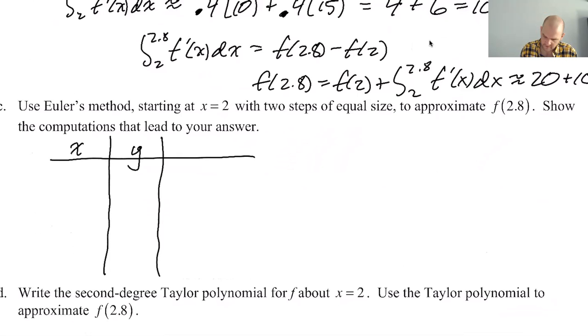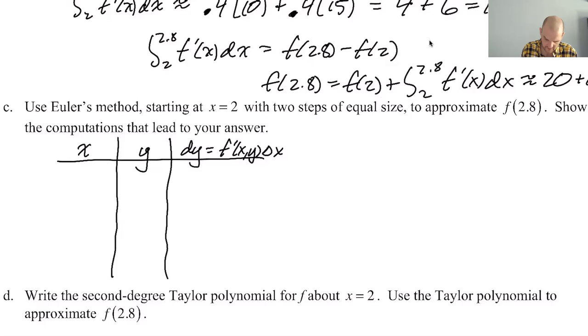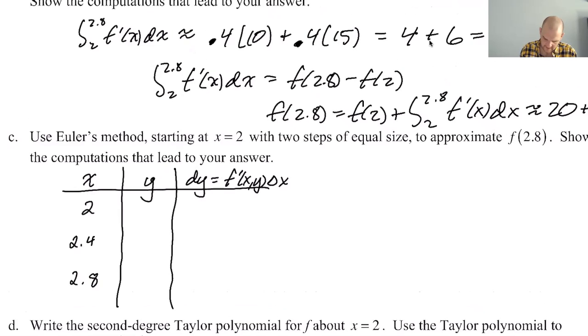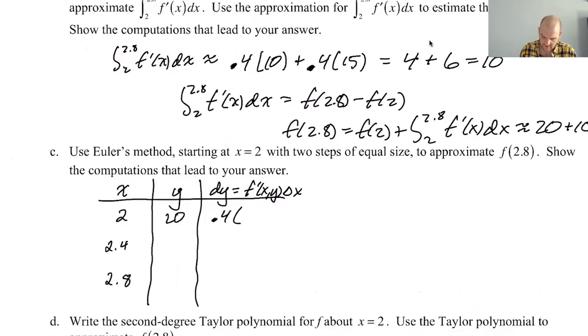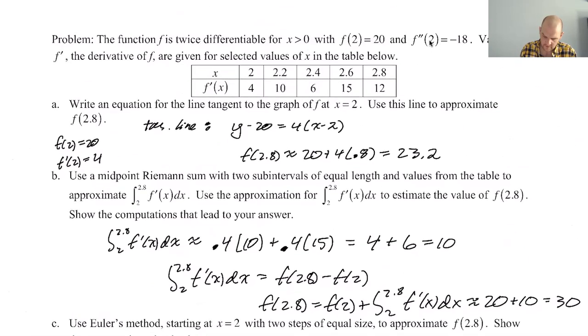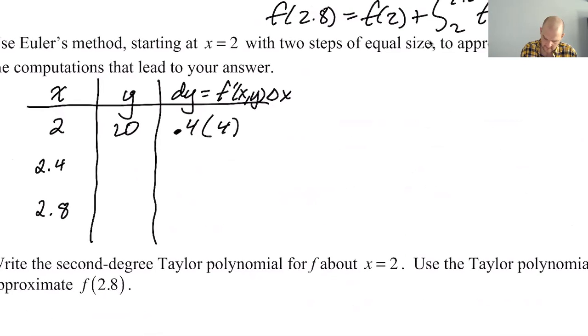If you're struggling with any part of this, head back to the notes about all of these parts. F prime of x, y, delta x. So the step size is going to be, we're going to go 2, then 2.4, 2.8. The initial y value is 20. That's given. So this will be 0.4 times the derivative at 2. The derivative at 2 from the table is 4. So this is 1.6. So we add those, we get 21.6.